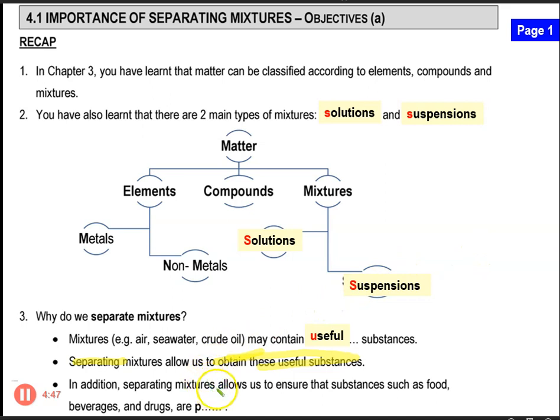The next thing is that separating mixtures also allows us to ensure that substances such as your food, your beverages and your drugs are actually pure. So when we separate mixtures, number one, we can get useful substances. We are also able to check whether these substances are pure. Sometimes the companies will say that these drinks or these drugs are pure. So how do we know that they are pure? If we separate them and there is more than one substance coming out from them, most likely the company is probably lying to us because they are not pure substances.